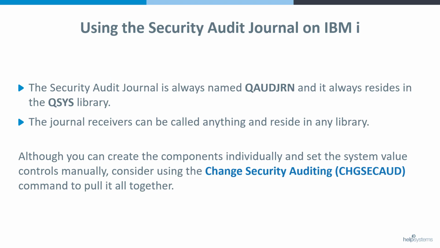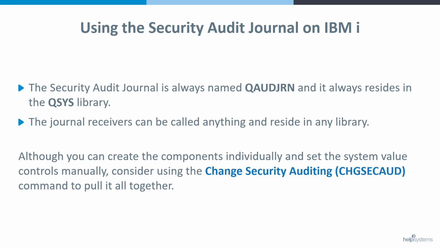The Security Audit Journal is often called QAudJourn because it has that distinct and static name. You can't change that, you can't decide on your own name. It also always resides in the QSys library. Now, if you're confused thinking, well, you just told me to put it somewhere else, remember, this is the funnel. This is the QAudJourn, as the journal is simply the director that sends that stream of information into the all-important receivers. In fact, the receivers can be called anything. They can have any naming convention, and they can reside in any library, including the one that I recommended you just create.